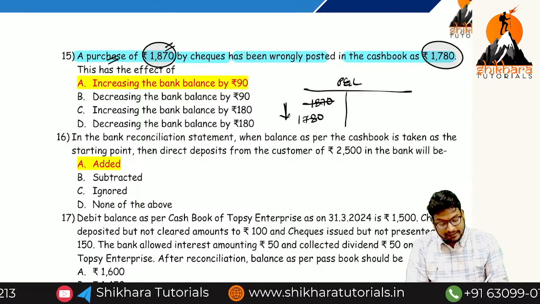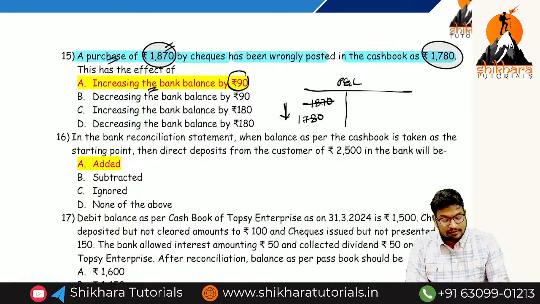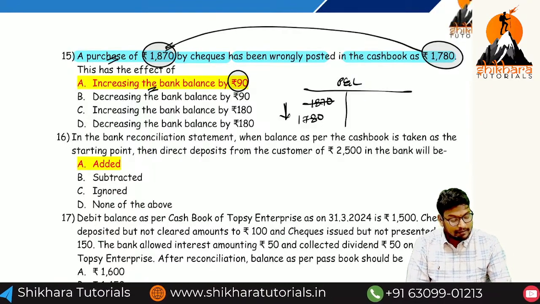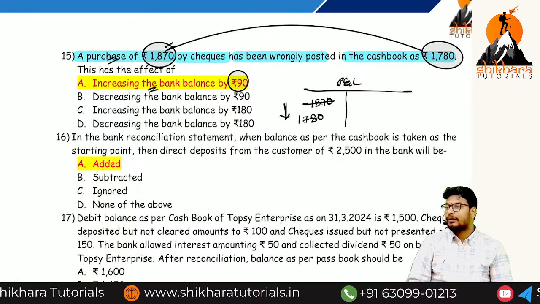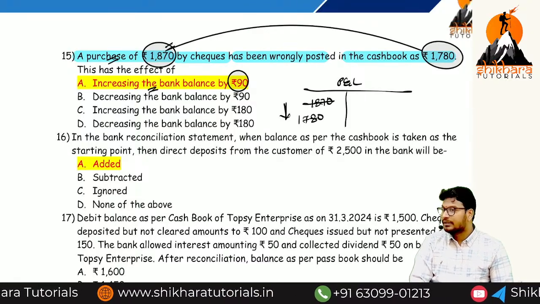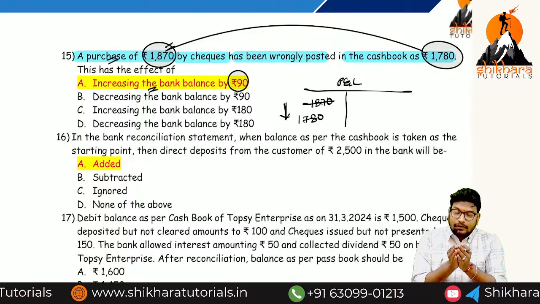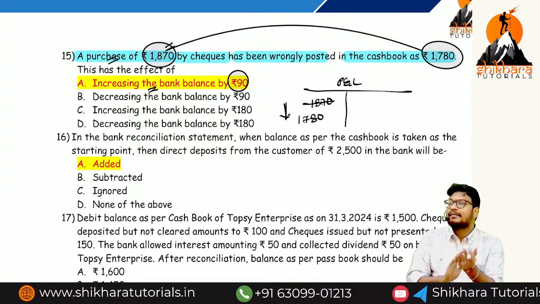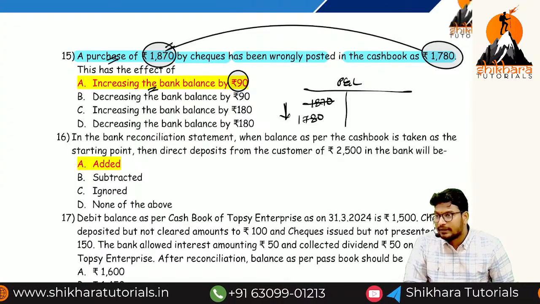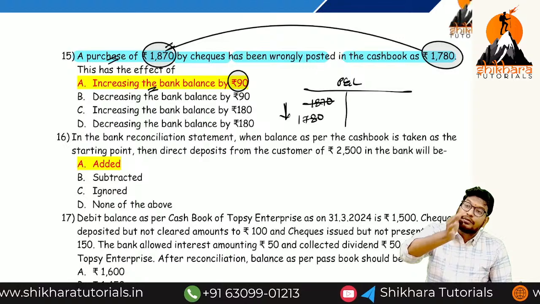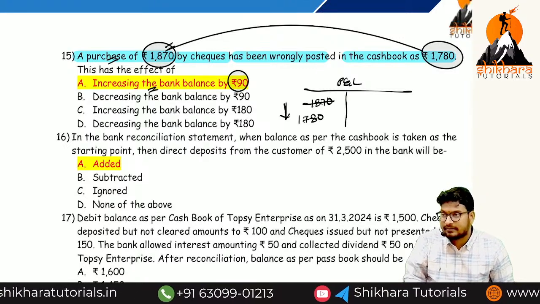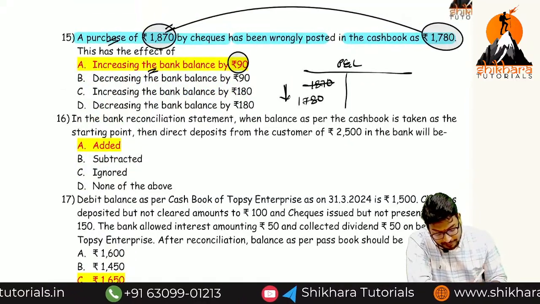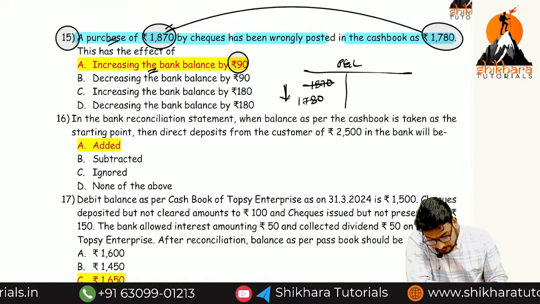So here also the bank balance is increased by how much? 90 rupees. What is the difference amount? 1870 and 1780, the balance is 90 rupees. So here also, if you are recording the payments less, our balance will increase. If you are recording the payments more, our balance will decrease. So inversely or directly? Inversely. So this is also a special point.